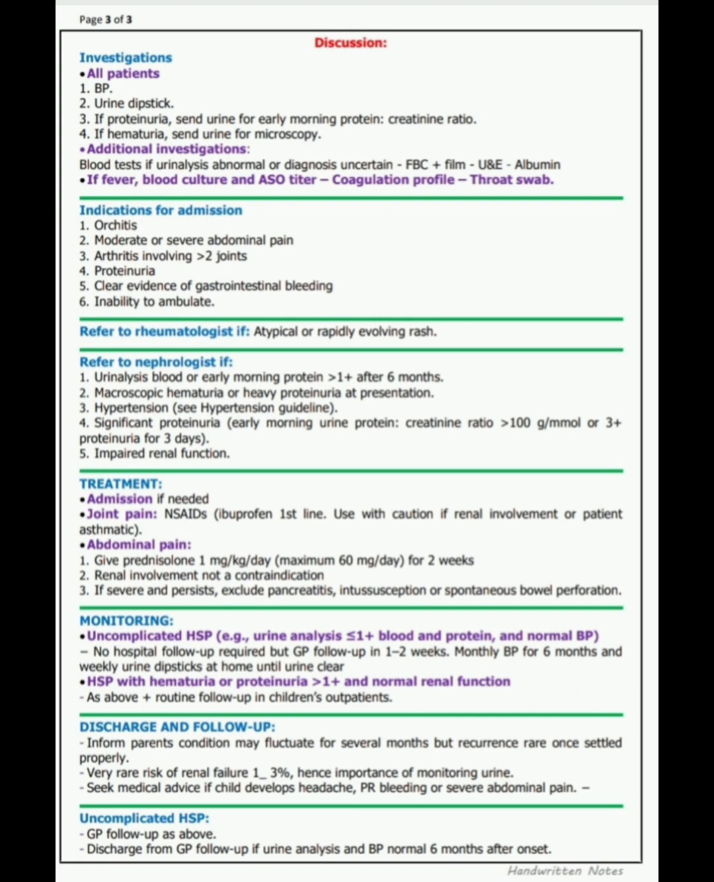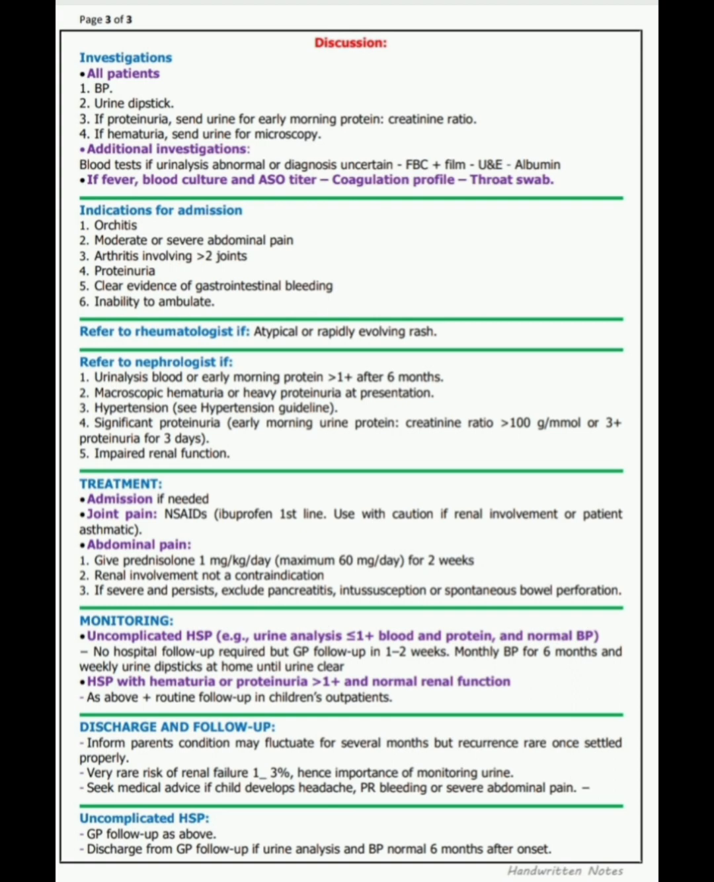Monitoring. When the patient has Henoch-Schönlein purpura, we monitor. This is for uncomplicated Henoch-Schönlein purpura. For example, urine analysis is less than or equal to 1 plus blood and protein and normal blood pressure. Then no hospital follow-up is required but GP follow-up in 1 to 2 weeks. Monthly blood pressure for 6 months and weekly urine dipstick at home until the urine is clear.